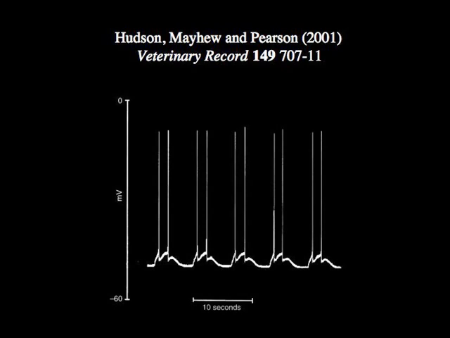This is a graph from a really interesting paper by Hudson, Mayhew and Pearson. Joe Mayhew is now Professor of Equine Studies here. He took a section of equine small intestine, stuck an intracellular electrode into a smooth muscle cell and measured the membrane potential. And you can see that what's happening is there is a regular alteration in the membrane potential of those smooth muscle cells. And that whenever they reach a certain threshold, there is an action potential generated.